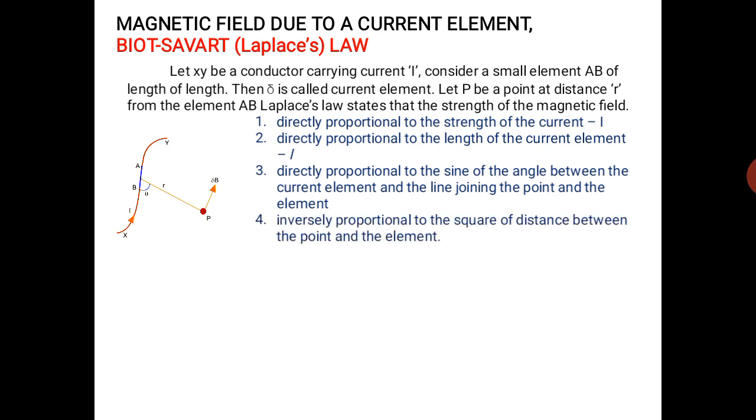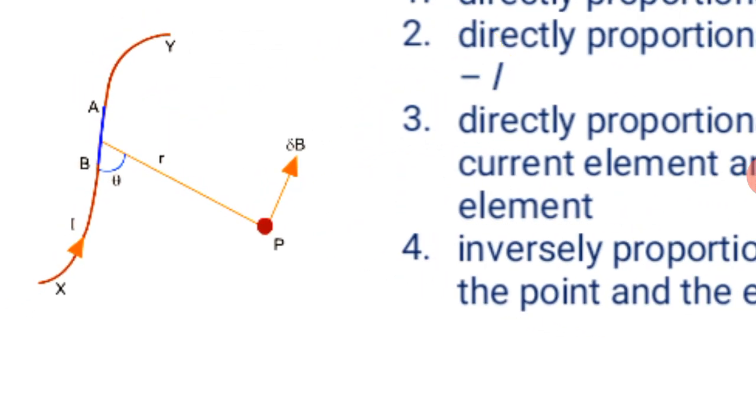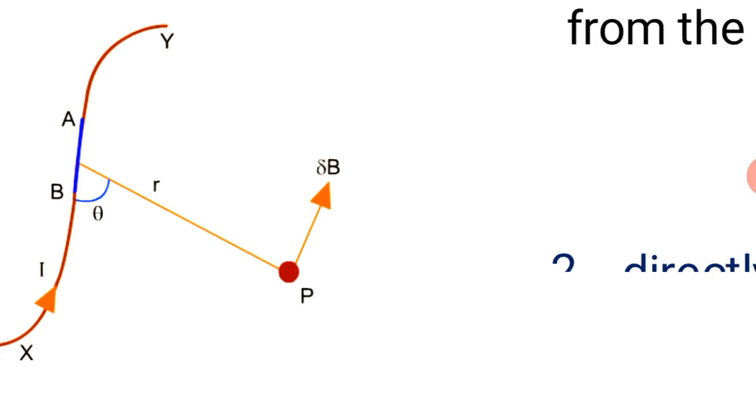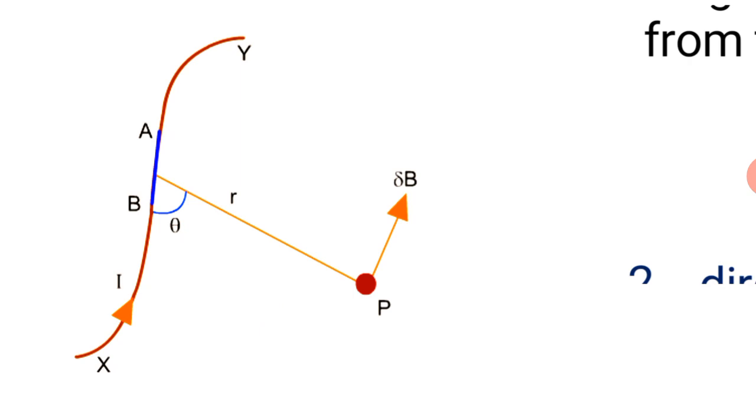Next, the magnetic field at P, or at any point, is inversely proportional to the square of the distance. In this figure it is shown: this dB is inversely proportional to r square. Is it clear? Okay.